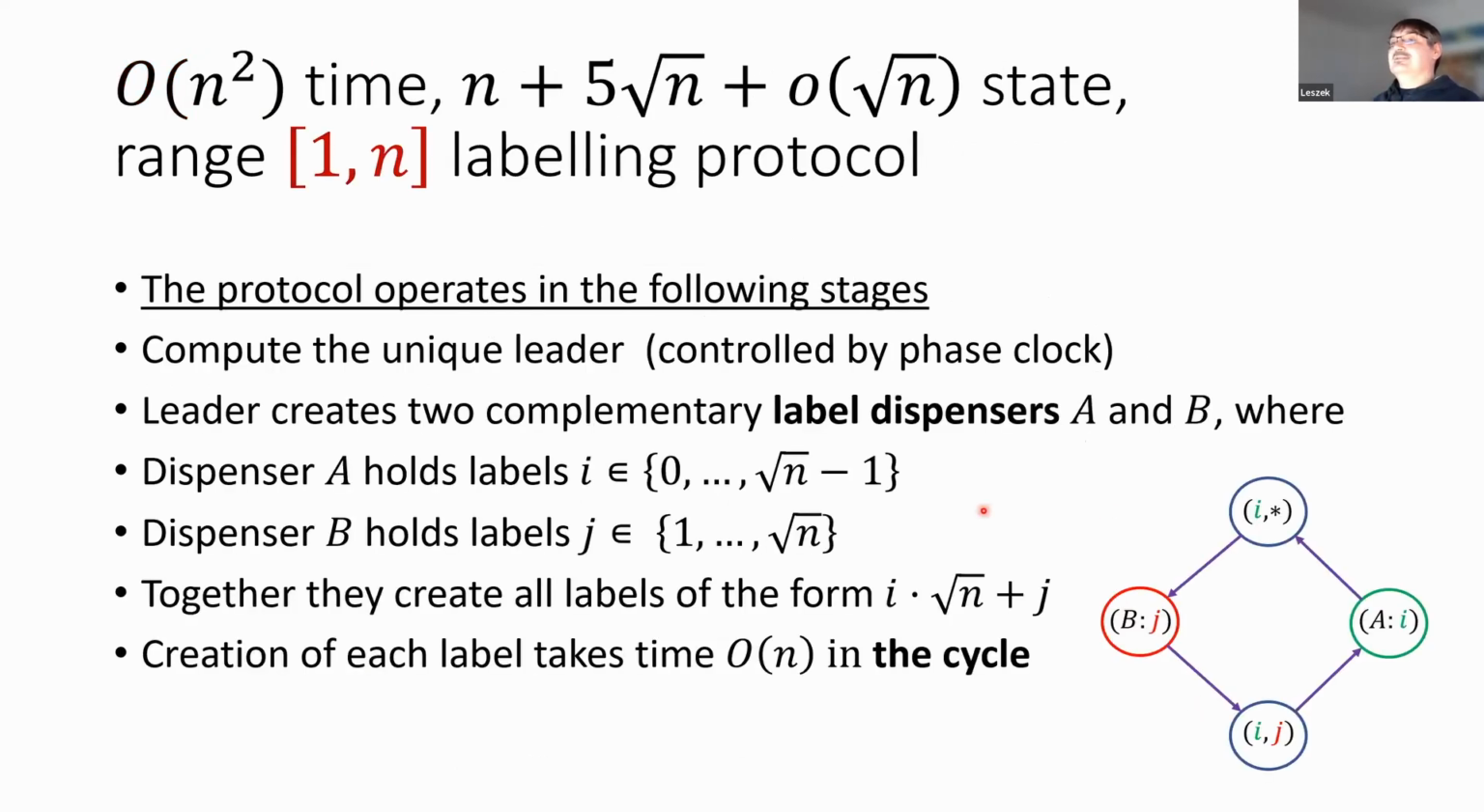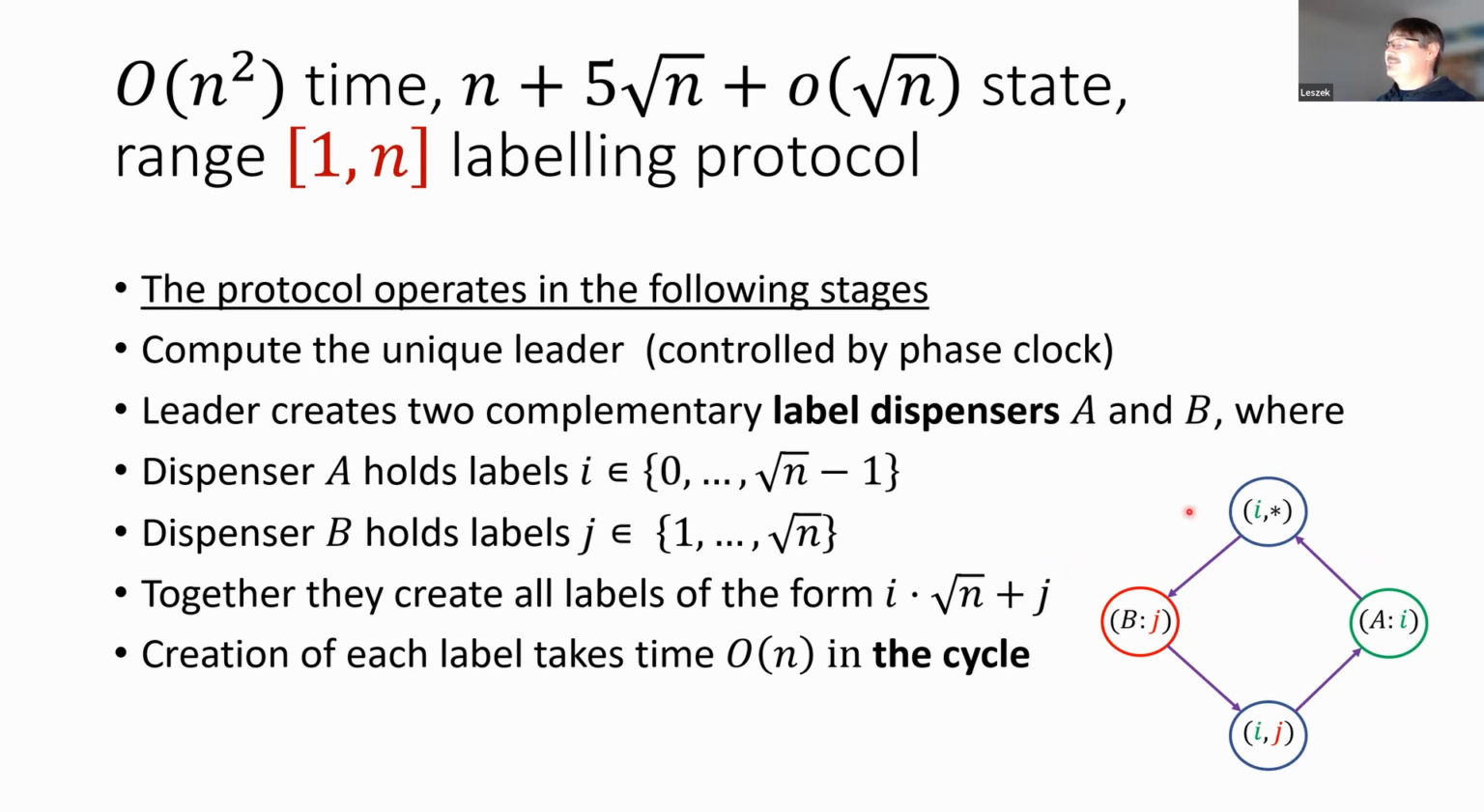Okay, so the second type of algorithms use a different principle. Here we try to squeeze into as few states as possible, and what we show is actually a very interesting procedure. After we elect a leader, that leader creates two dispensers, and both dispensers have labels from a range. The first one is from 0 to n minus square root of n minus 1, and the other one is from 1 to square root of n. Together they create all labels from 1 to n, right?